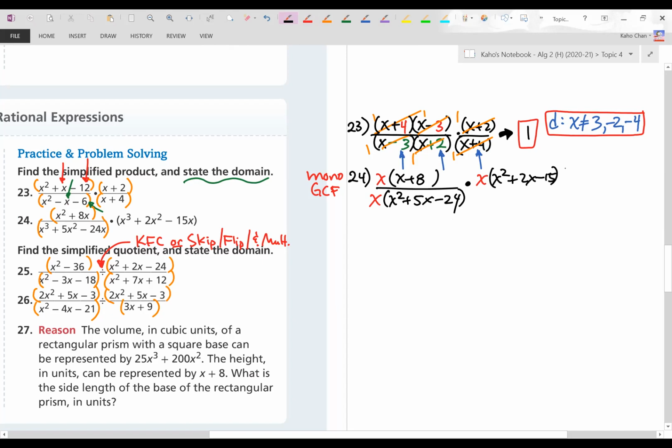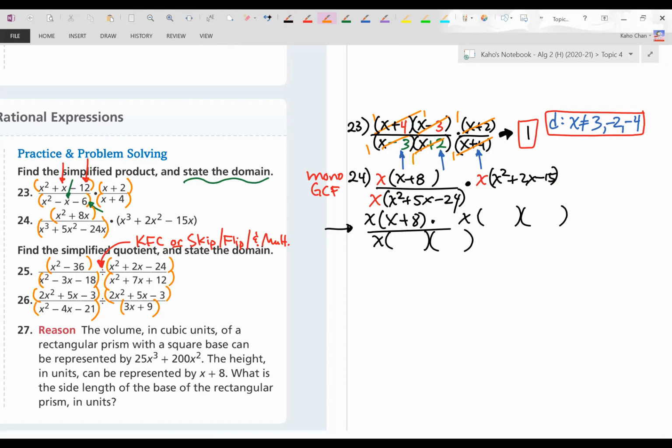Each of those polynomials sometimes can go further. In fact, two of them can go further. We need to take care of that right now. Okay. X times x plus 8 stay the same, times x. And that bottom is a quadratic, and the top is a quadratic. Okay? Meaning this can be broken down further, and that can be broken down further as well. Let's do it. X squared plus 2x minus 15.